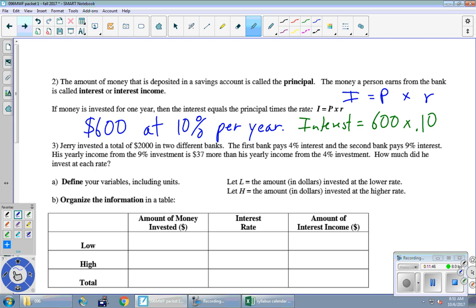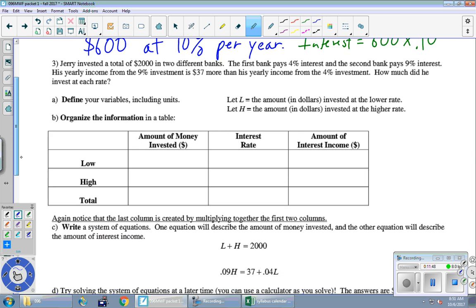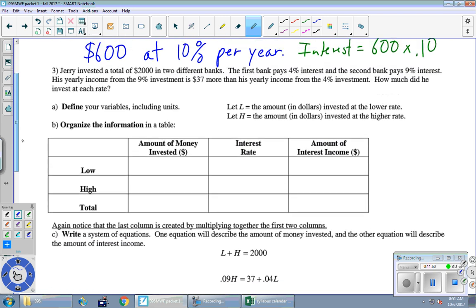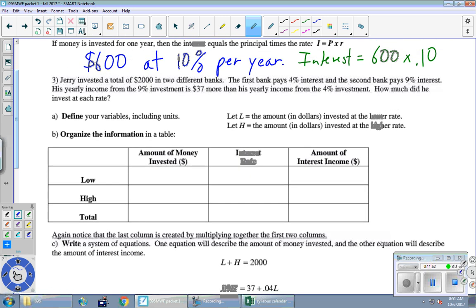Okay, so let's take a look at number 3. It says Jerry invested a total of $2,000 in 2 different banks. The first bank pays 4% interest, and the second bank pays 9% interest. His yearly income from the 9% investment is $37 more than his yearly income from the 4% investment. How much did he invest at each rate?